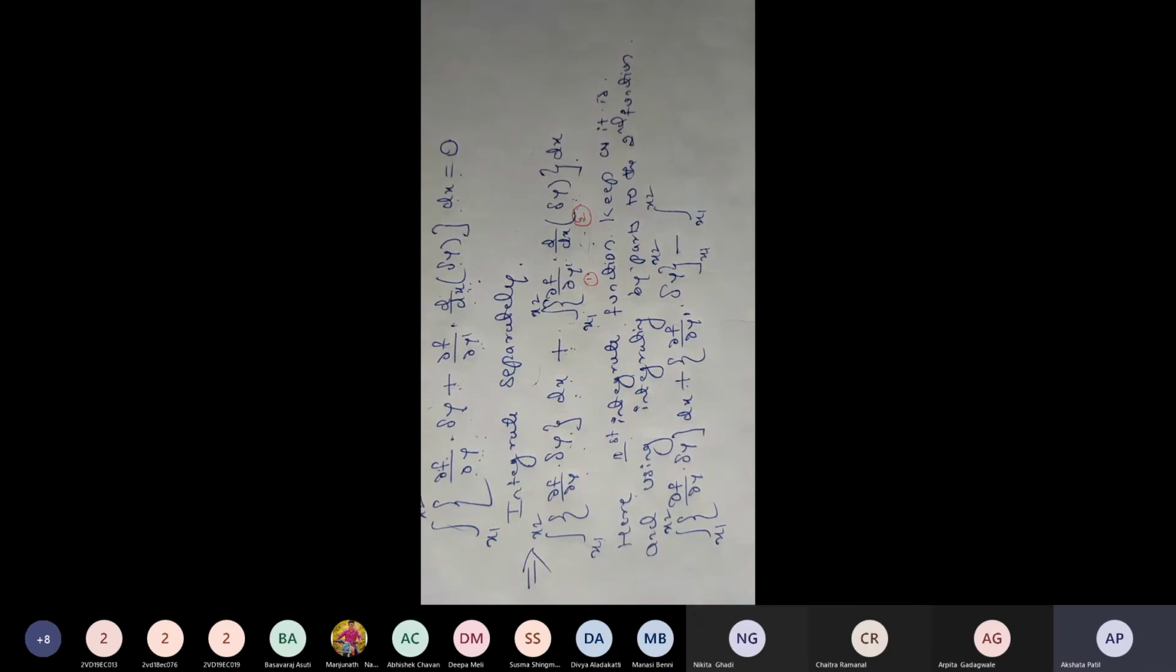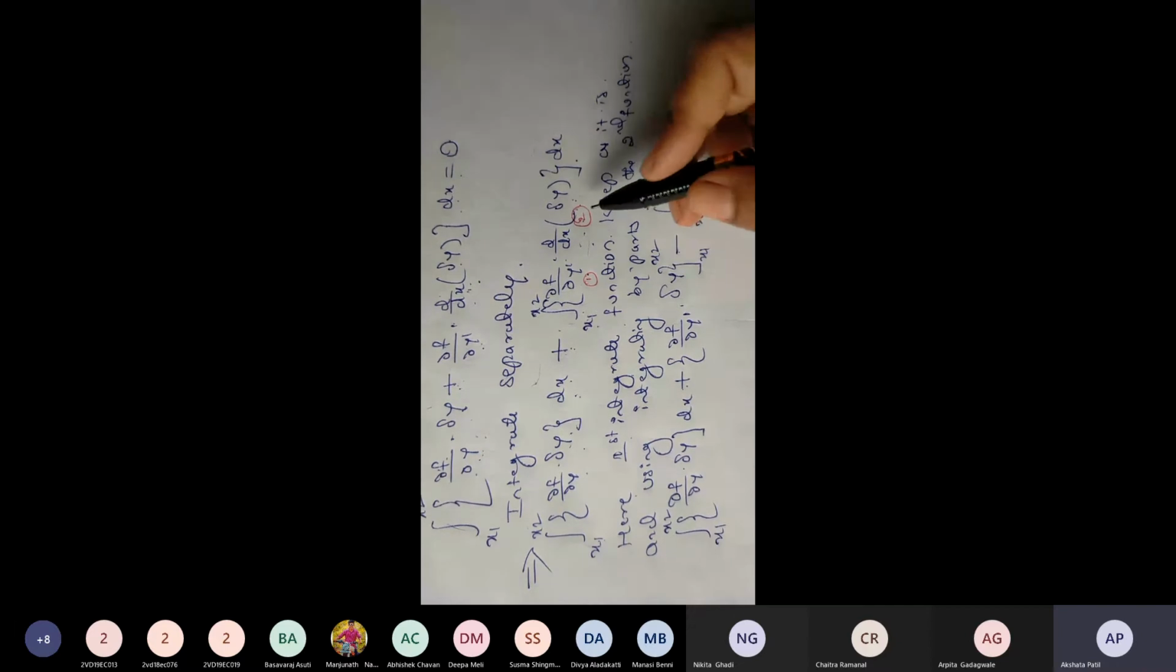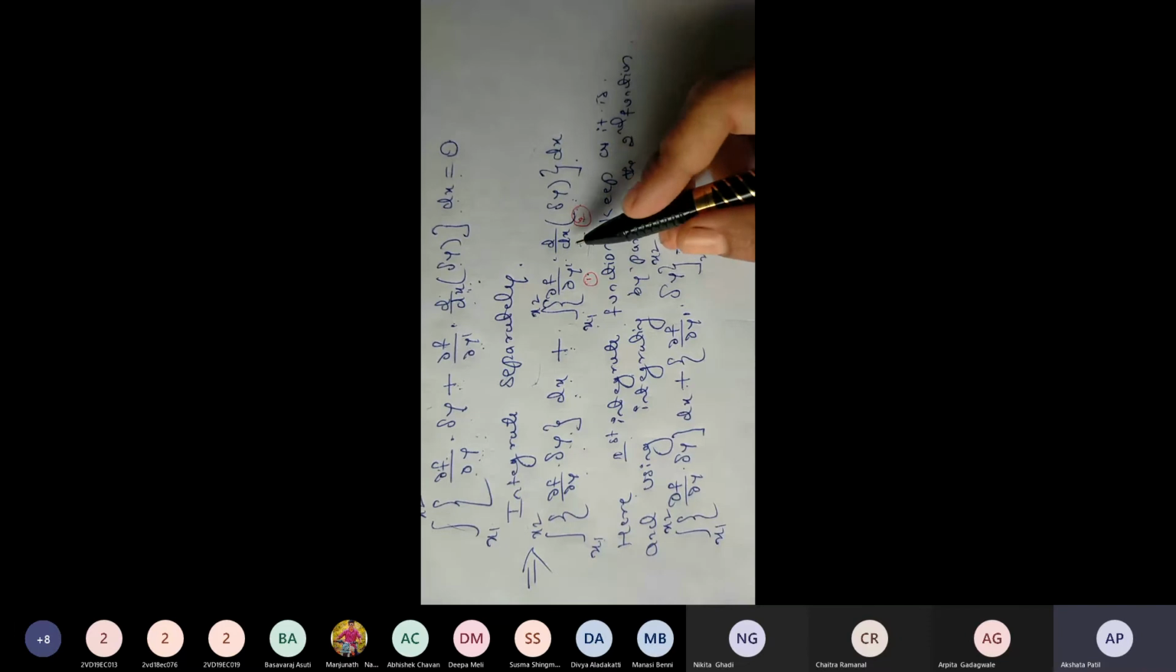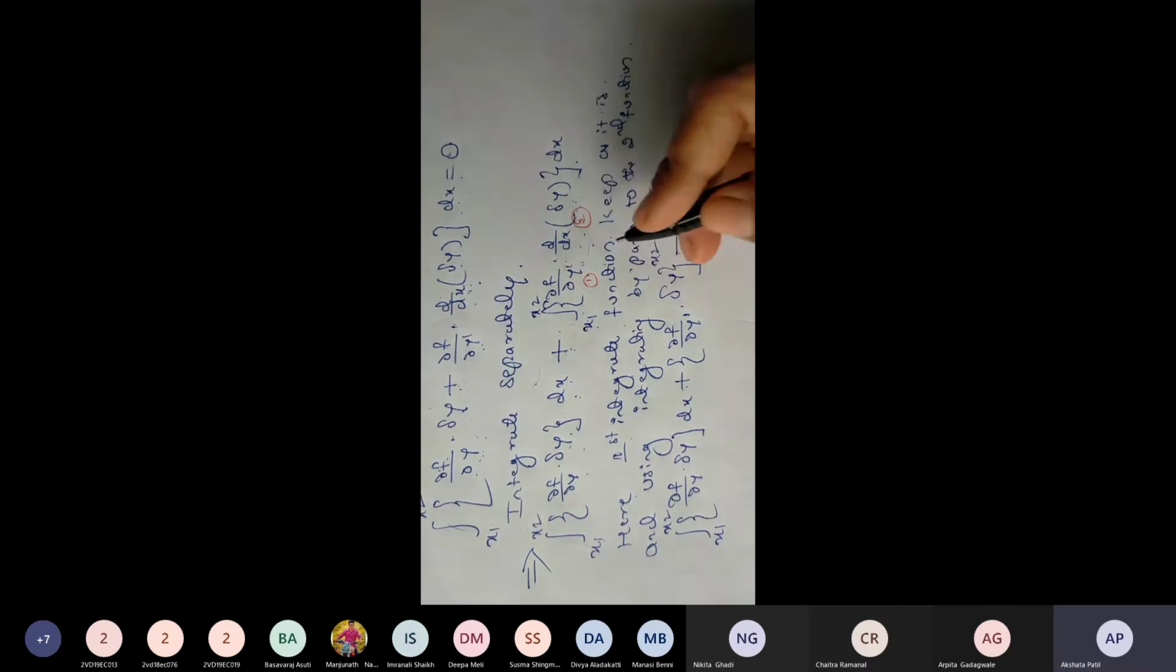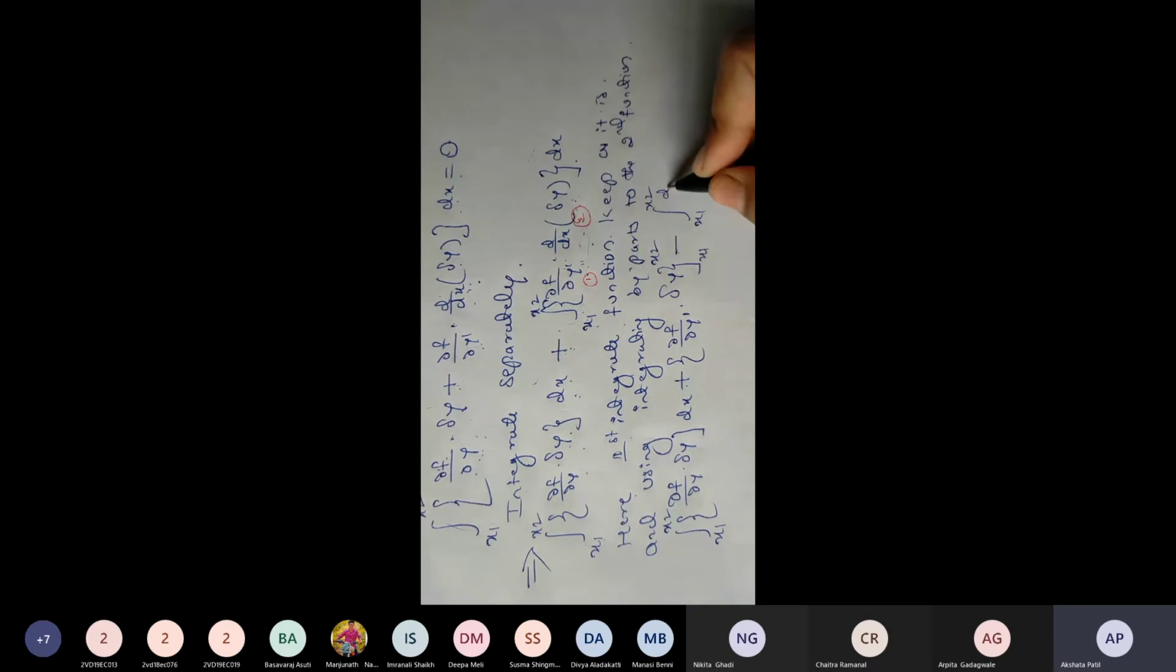Okay, integral over x1 to x2. Now here we keep this function as it is, and you have to differentiate the first function. Differentiating the first function means ∂f/∂y' is there. Differentiating the first function, d/dx of ∂f/∂y', into δy, into dx, which is equal to 0.